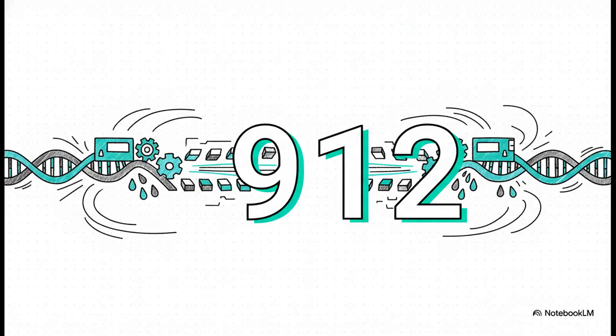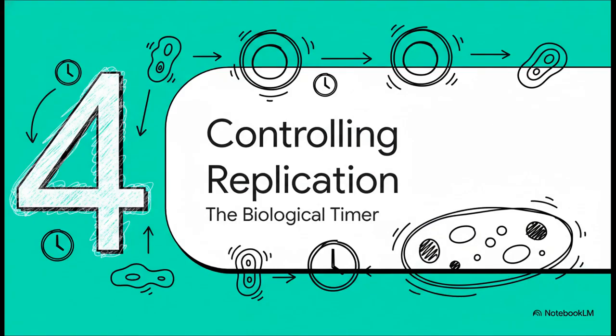The answer is roughly 912 base pairs per second, and that's at each fork. The replisome is literally racing along the DNA, reading the template, and adding almost 1,000 new letters to the growing chain every single second. The speed and the precision needed to do that are on another level. It's truly mind-boggling. Now, when you have a process this fast and this powerful, you absolutely need tight control.